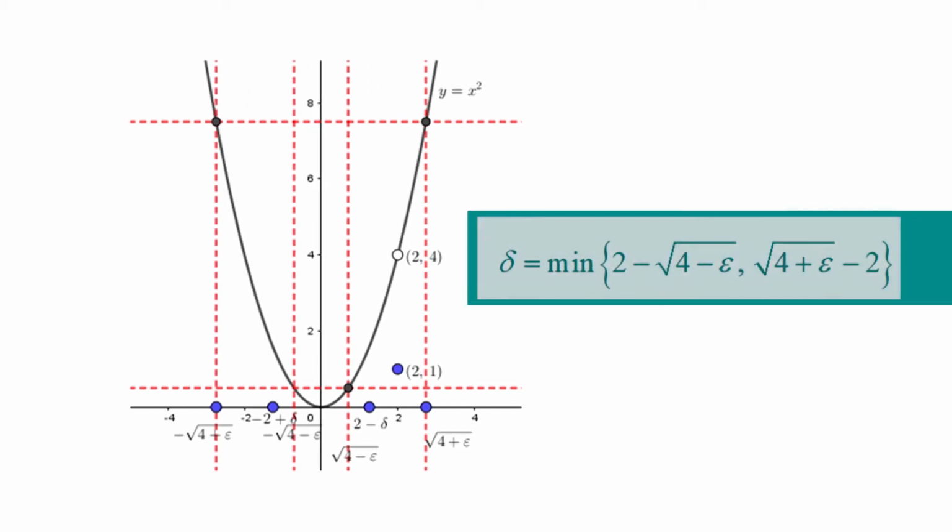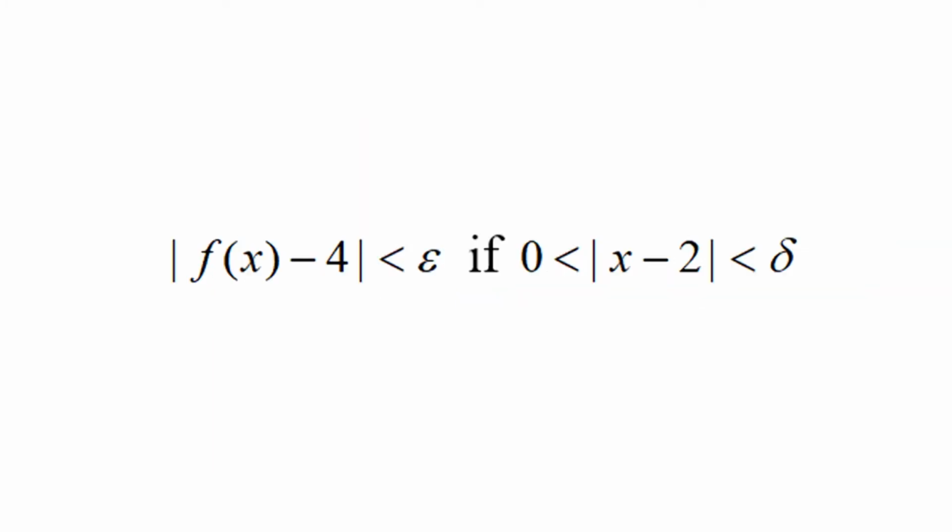In other words, take δ equal to the minimum of 2 − √(4−ε) and √(4+ε) − 2. If δ has this positive value, the inequality 0 < |x − 2| < δ will automatically place x between √(4−ε) and √(4+ε) to make |f(x) − 4| < ε. Thus, |f(x) − 4| < ε if 0 < |x − 2| < δ.